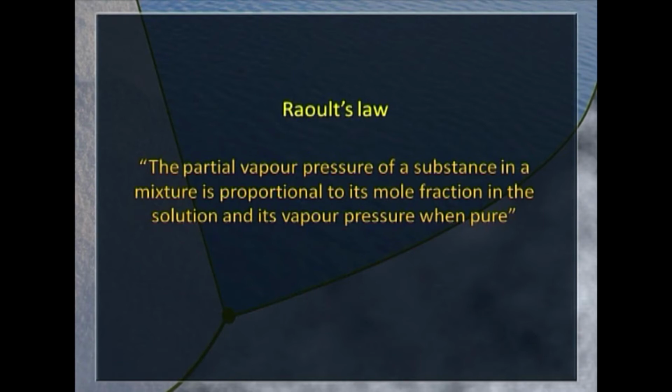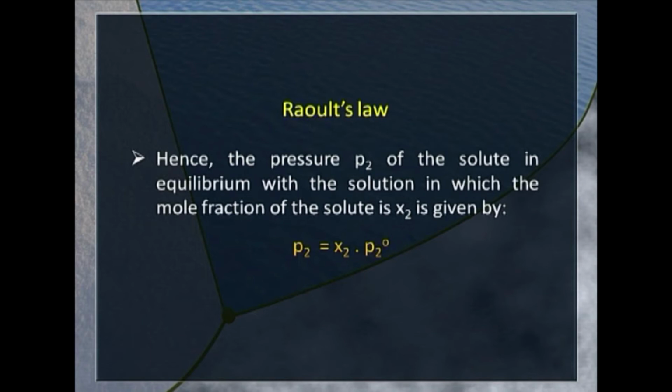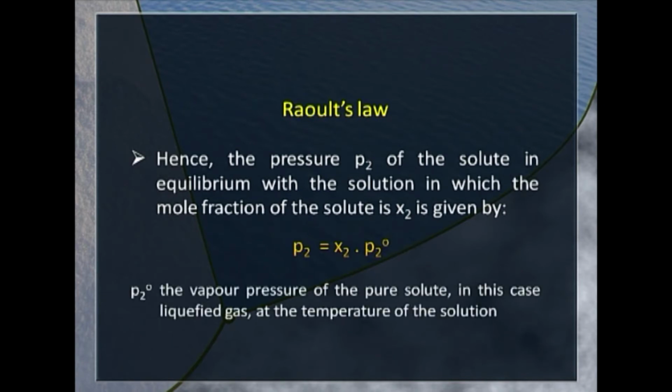But a very important law is Raoult's law in dealing with liquid vapor systems. The partial vapor pressure of a substance in a mixture is proportional to its mole fraction in the solution and its vapor pressure when it is pure. Hence, the pressure P2 of the solute in equilibrium with the solution, in which the mole fraction of the solute is X2, is given by P2 is equal to X2 into P20, where P20 is the vapor pressure of the pure solute, in this case liquefied gas, at the temperature of the solution.